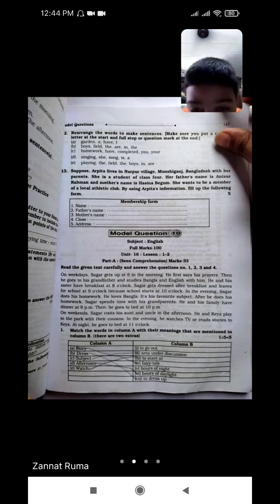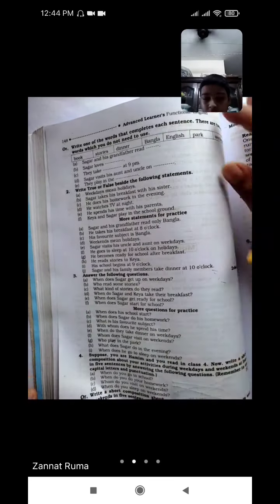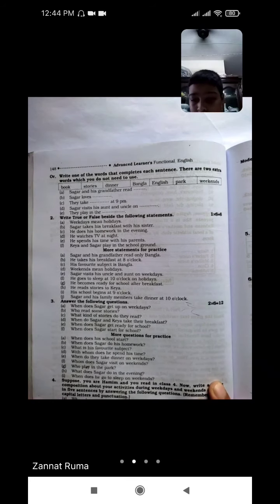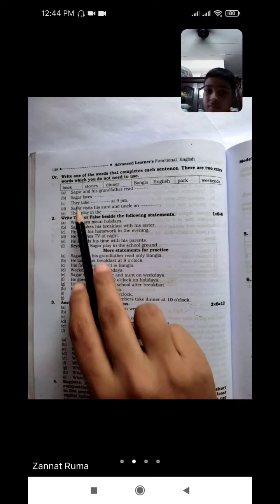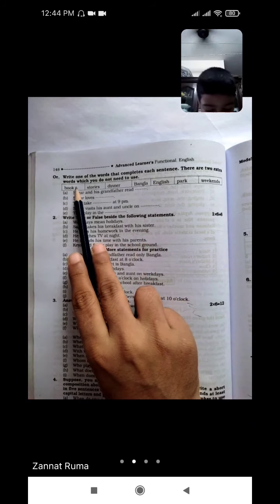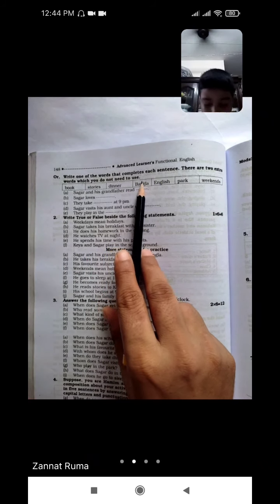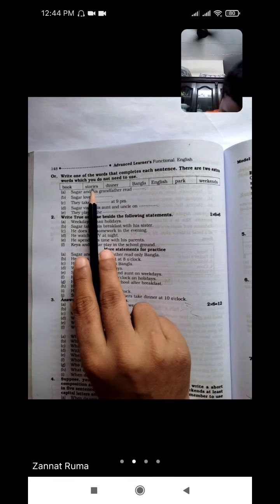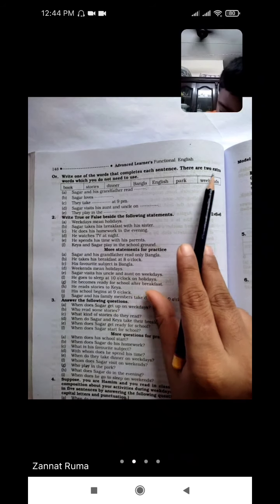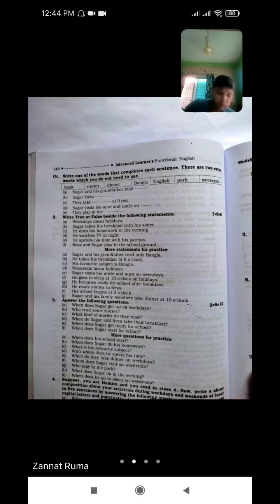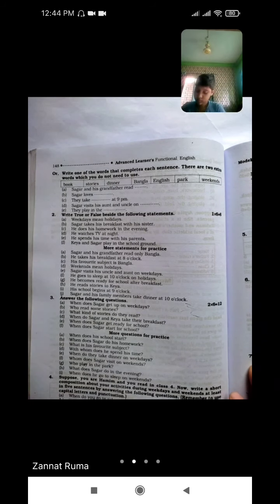Now we are going to solve the fill in the blank from the other page, page number 148. Now you will also help me to do this. Write the words that complete each sentence. There are two extra words which you do not need to use. The first one: book, stories, dinner, Bangla, English, part, weekends. Shagor and his grandfather read what?